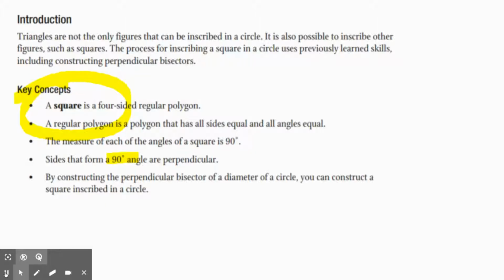Today we're going to be taking a look at squares inscribed in circles. Triangles are not the only figures that can be inscribed in a circle. Remember, a square is a four-sided polygon, and it's also regular, meaning that all the sides and angles are going to be congruent. In fact, each angle is going to measure 90 degrees.